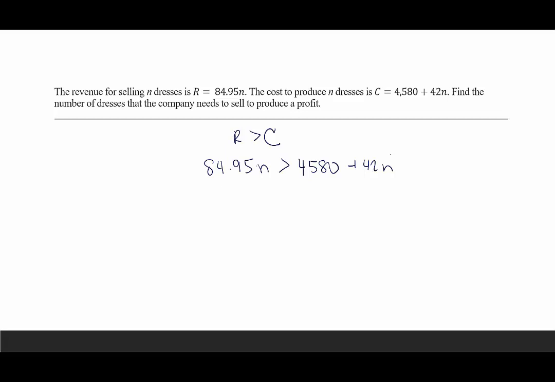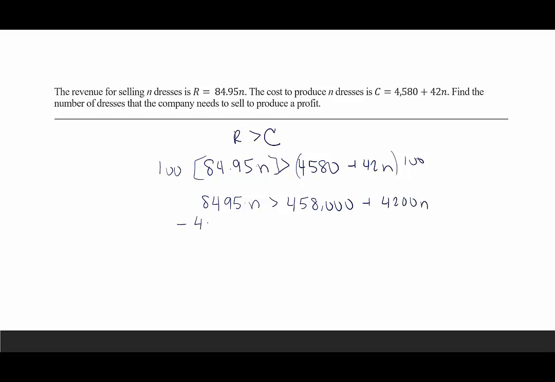If you want to get rid of the decimal, you can. You're either going to be working with really, really big numbers, or you're going to have a decimal, so you have to pick your battle here. If you get rid of the decimal, you'd be multiplying all 3 terms by 100, because that 5 is in the hundredths place. And we would have 8,495 times n is greater than 458,000 plus 4,200 times n.